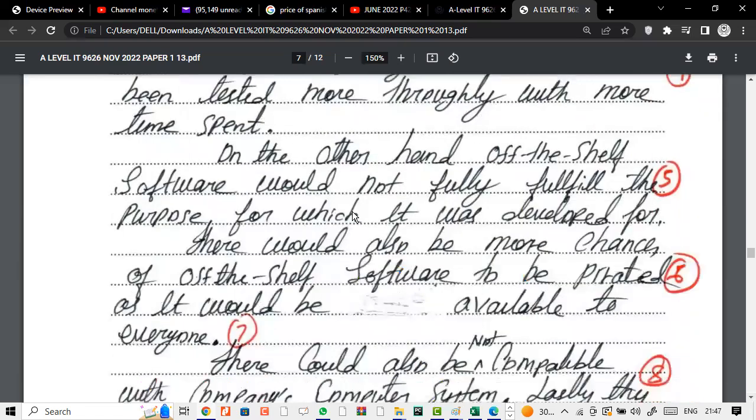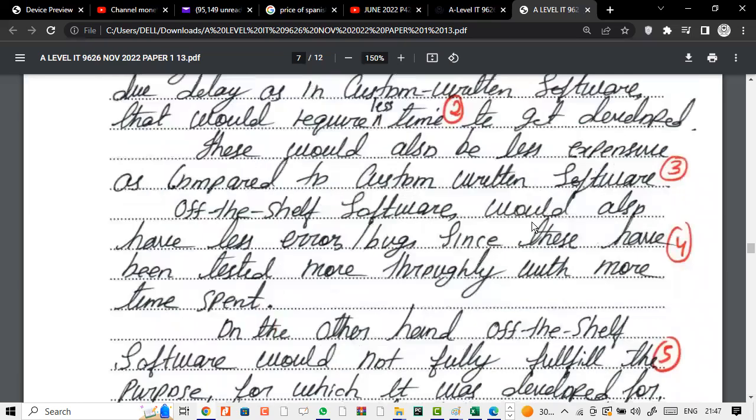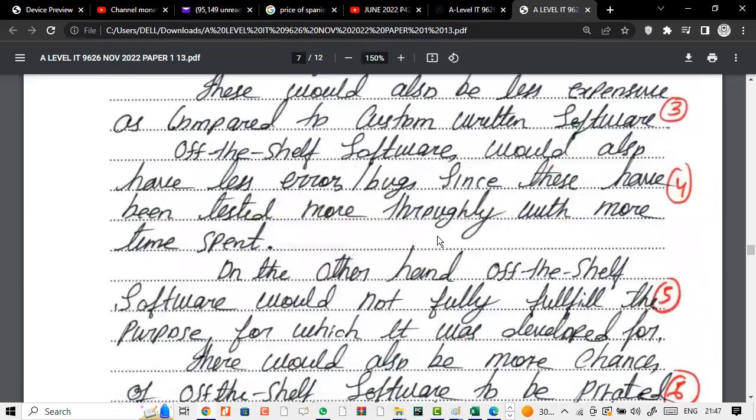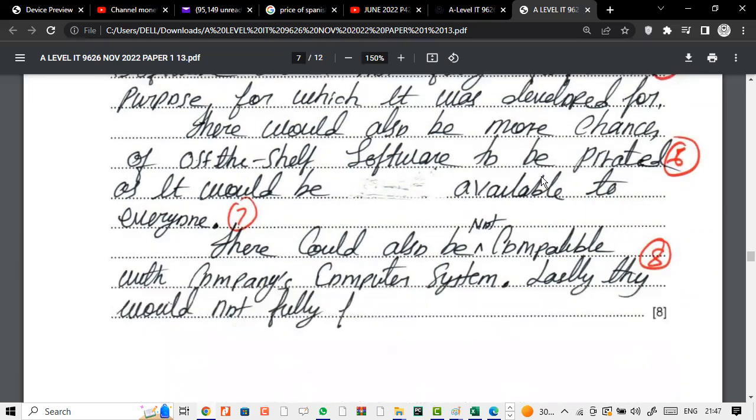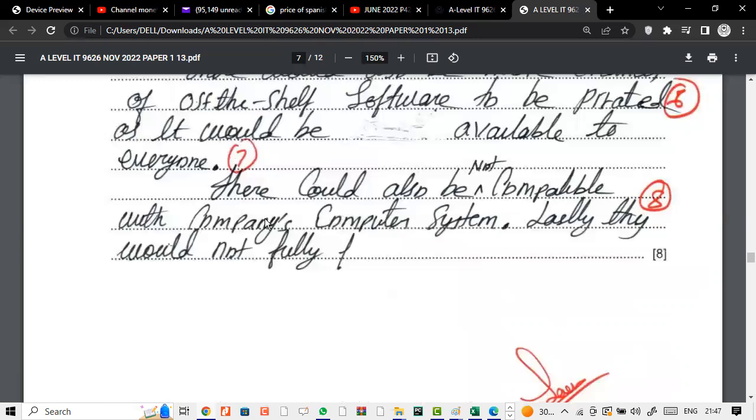On the other hand, because we're talking about advantages and disadvantages, off-the-shelf software would not fully fulfill the purpose it has been developed for. Exactly. That's why we have to go for custom-built software to fulfill our requirements. There would also be more chances of the software being pirated, because it's readily available to everyone. It could also be not compatible with the company's computer system. Lastly, they would not fully fulfill all the requirements. I forgot to write the entire form.